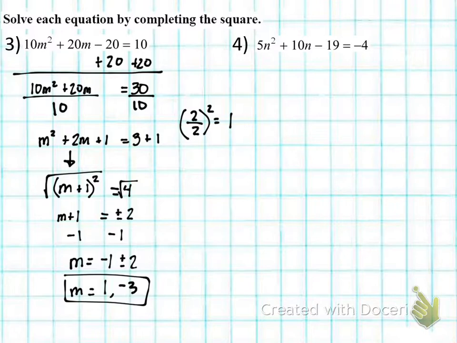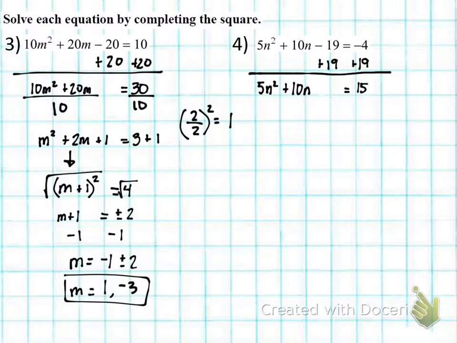Okay, number 4. Okay, first step, turn to your neighbor, tell them what you would do. Okay, what am I doing, class? Add 19 to both sides. Good, add 19 to both sides. Excellent. So we're going to add 19 on the left and right hand side. So we got 5n squared plus 10n is equal to what? 15. Good.